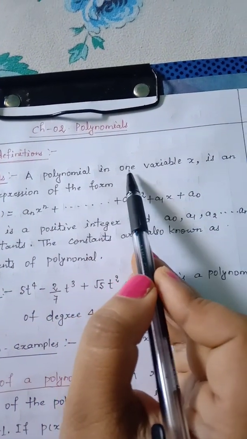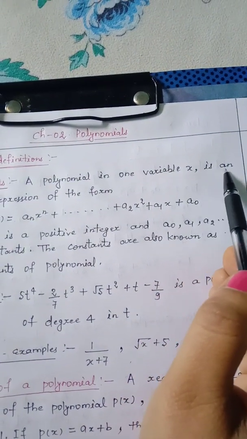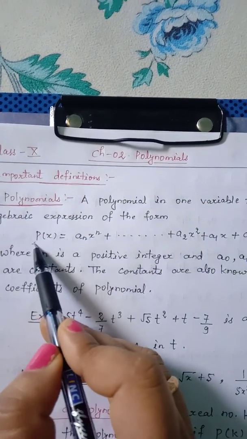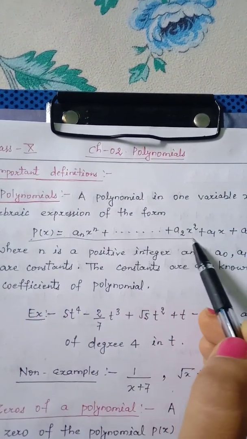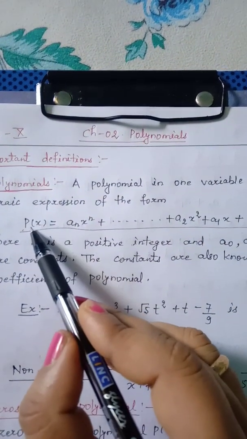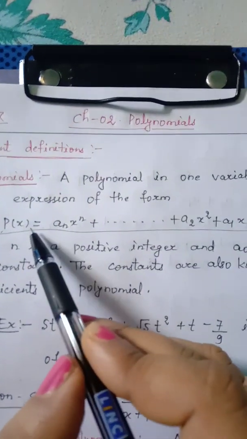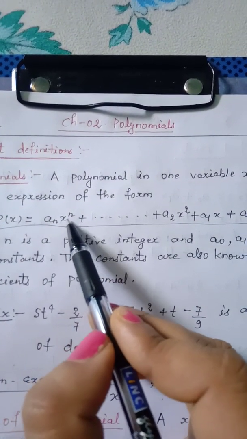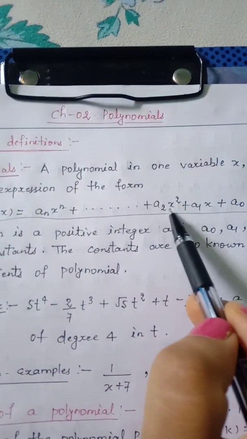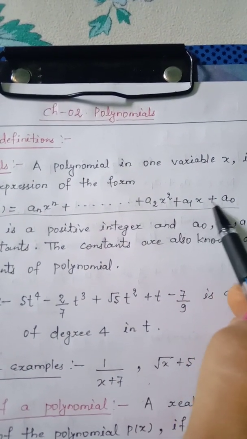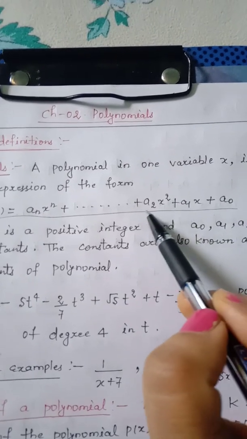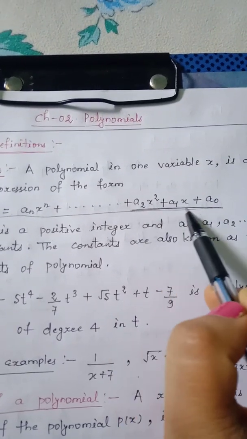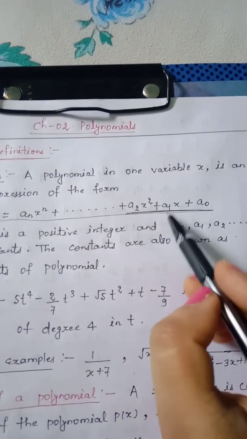A polynomial in one variable x is an algebraic expression of the form, and this form is very important to know the polynomials. Okay, so if we have to write the polynomial of variable x, these are the terms: a_n x to the power n plus ... a2 x square plus a1 x plus a0. Generally we have seen in class 9 the form of polynomials in this form.